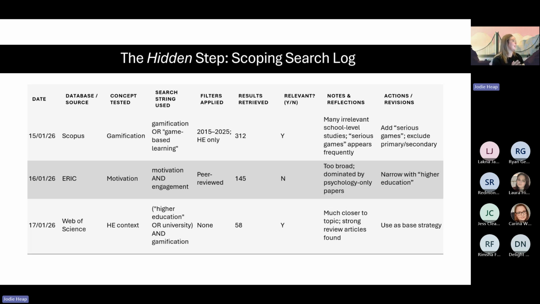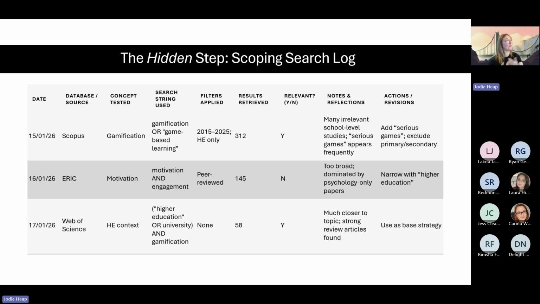Okay, so let's say on the 15th I went to Scopus. The concept I was interested in was gamification, and I did gamification or game-based learning. Okay, so we're starting to use some of our Boolean strategies there to bring together the concepts. I applied some filters, I got 312 results, and they were relevant to what I'm interested in. And I can add some questions in there, and I might add an action or revision.